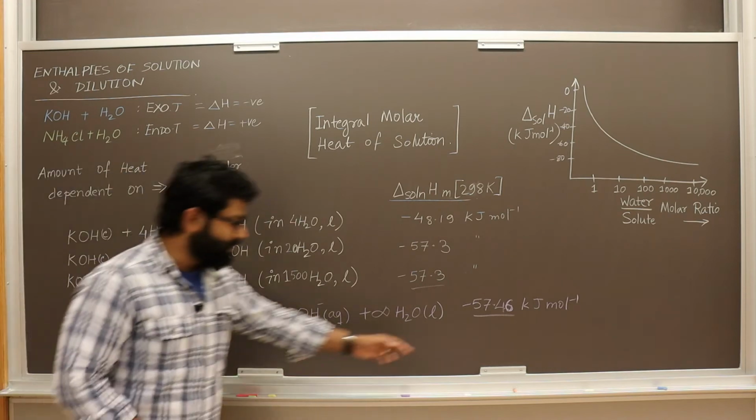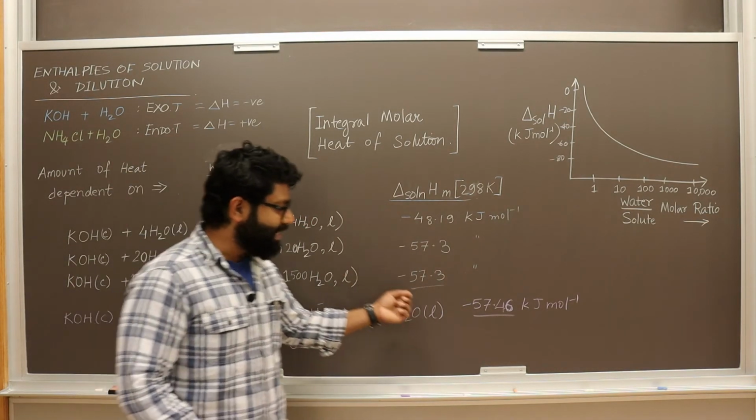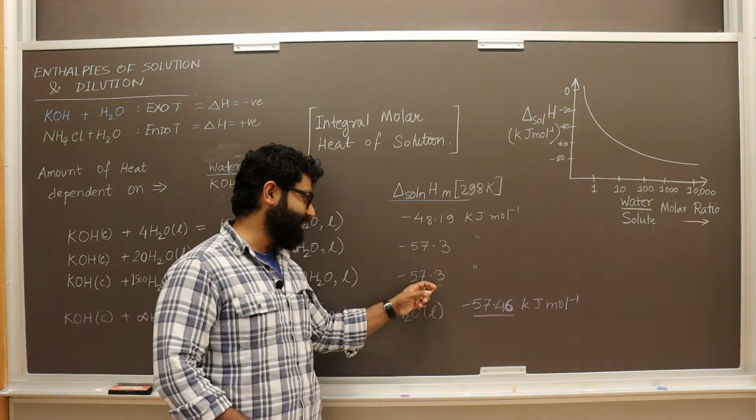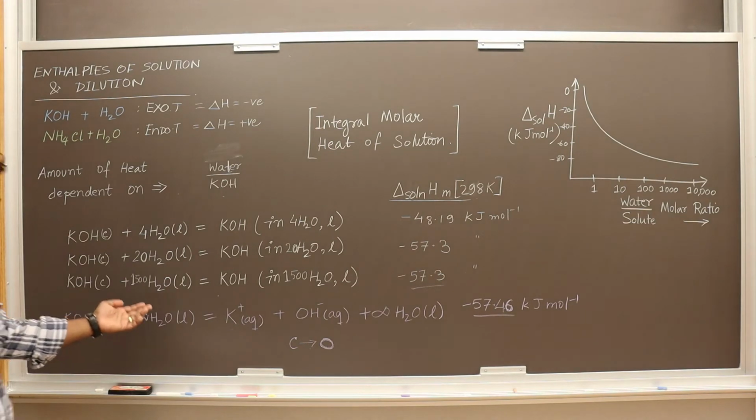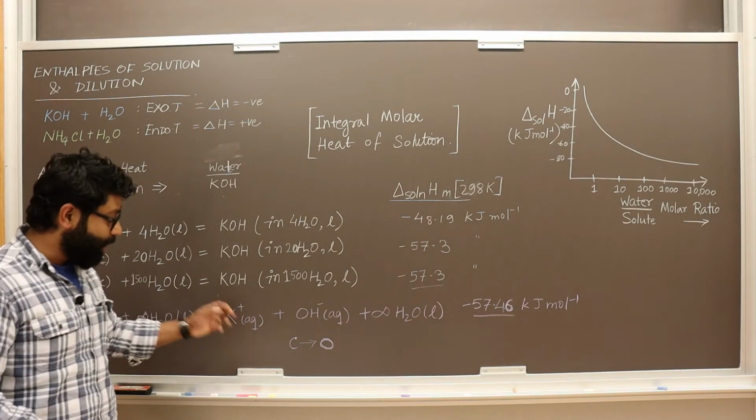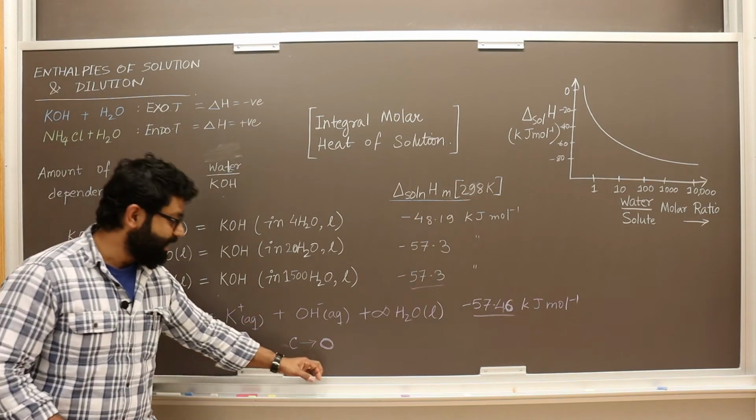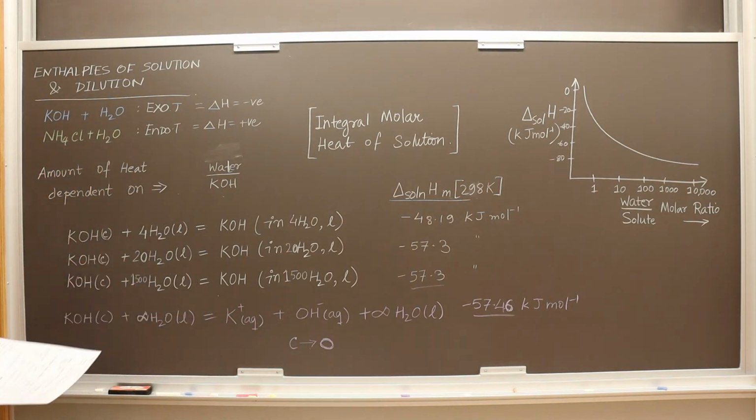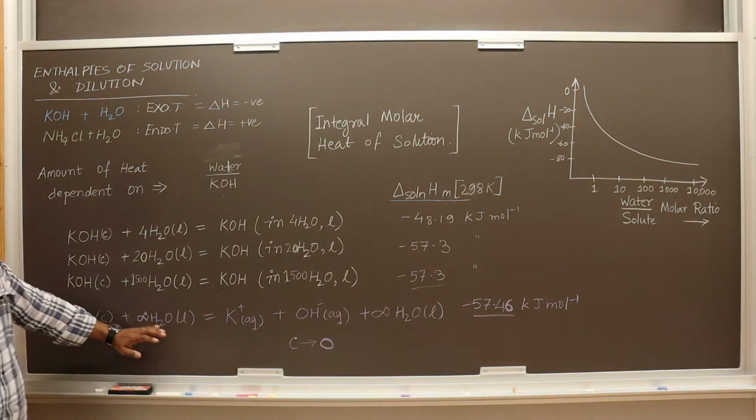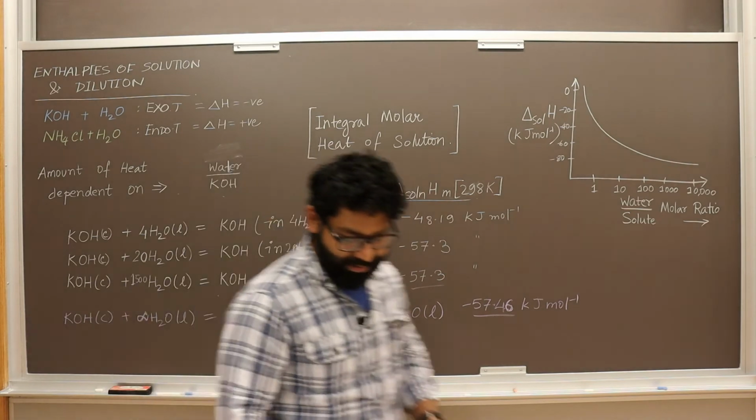Now, the delta H is not extremely different, but slightly higher than the amount of heat that was released in here, okay? And the concentration of K plus ions and OH minus ions in the resultant solution is almost tending to 0. So this is called the integral molar heat of solution at infinite dilutions, okay?